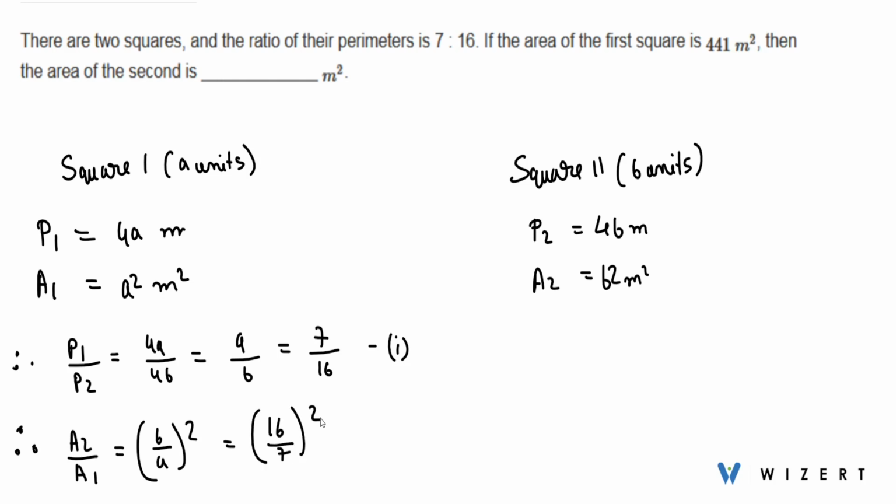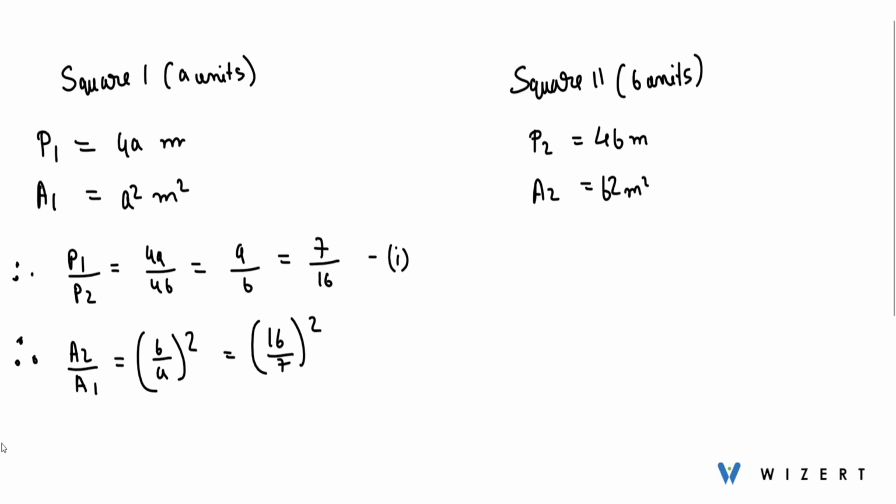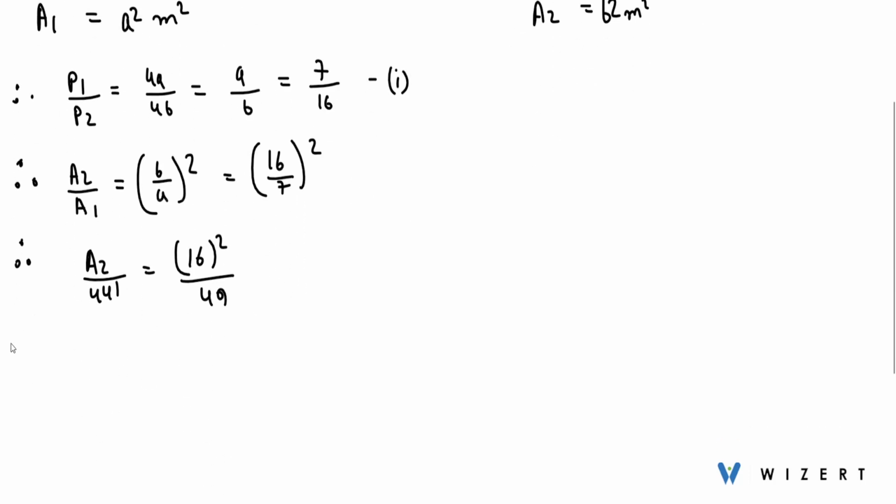Now we have the value of a1, which is 441 meters square. Therefore a2 upon 441 will be equal to 16 square upon 49. Therefore the value of a2 will be equals, so in order to get the value of a2 we have to multiply both sides of the equality by 441. So 16 square will become 256, and then we have 49, and in numerator we have 441. So in numerator total we have 256 multiplied by 441, and in denominator we have 49.